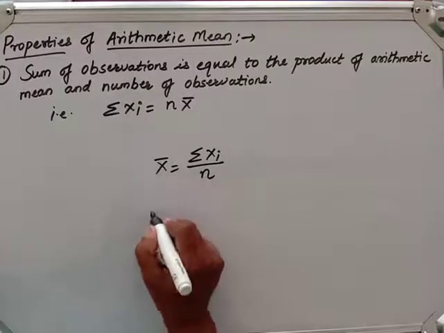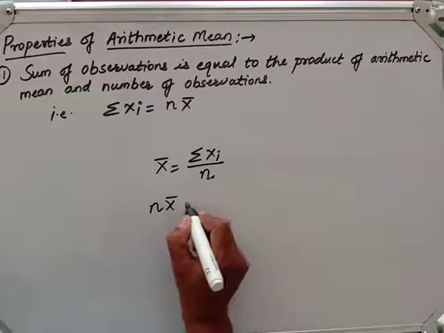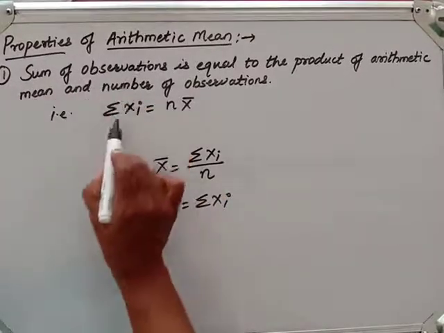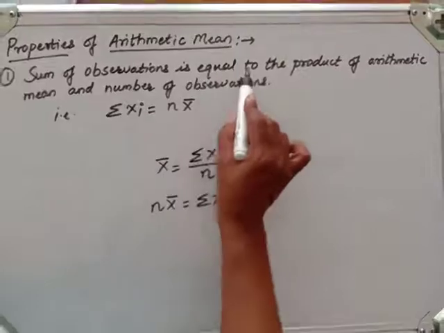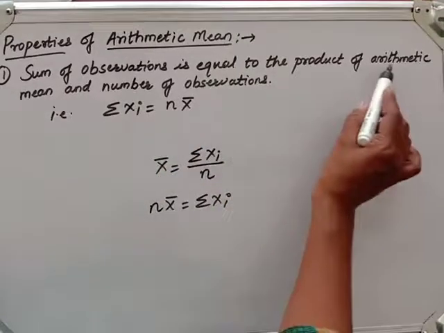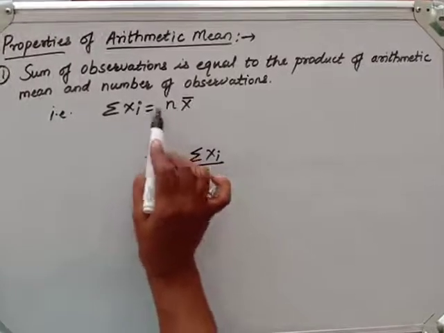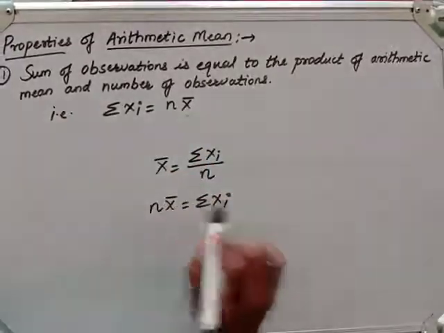So take this n to this side. This will be n x bar is equal to summation xi. That is the same as the sum of observations, equal to the product of arithmetic mean x bar and the number of observations.